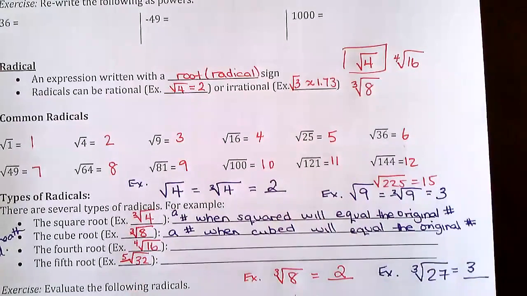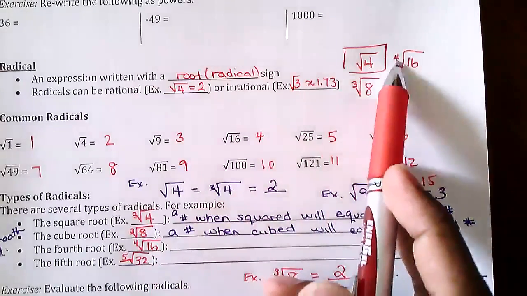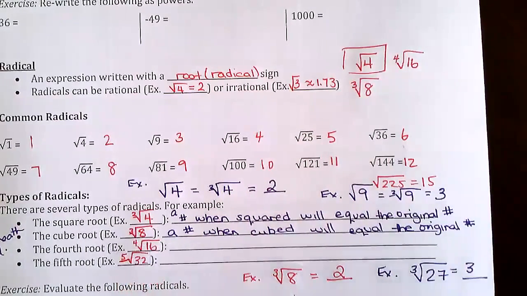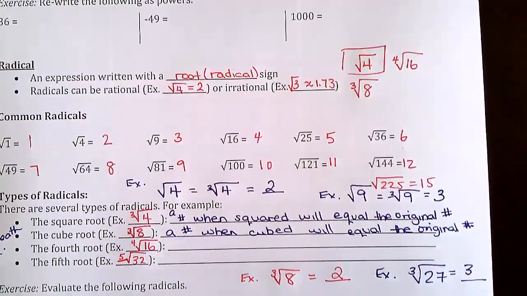So what number can I cube to get to the original number? If the index is a 4, we're finding the fourth root. So what number can I put to the power of 4 to get to the original number? Or when it's the fifth root, again, what number can I put to the power of 5 to get the original number? I've stopped with just the fifth root here, but technically you can go to any number of roots. You can have the 8th root or the 16th root, so on and so forth.